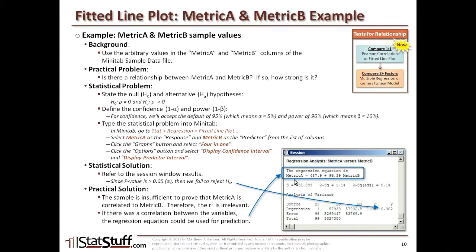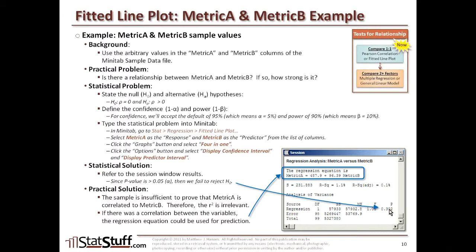regression equation. This is where we're saying metric A, the output y response, is equal to this constant, 487.9, plus this coefficient, 96.39, multiplied by metric B. This is the kind of equation that we'd be looking for.